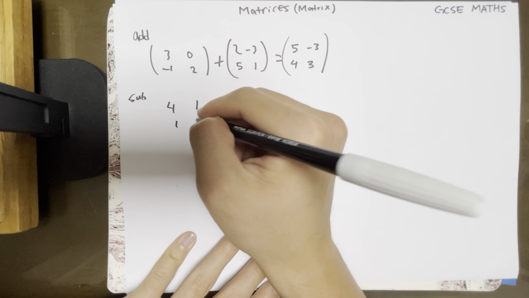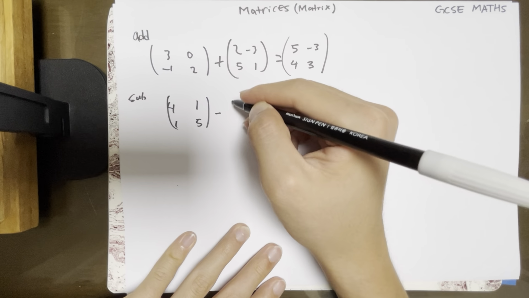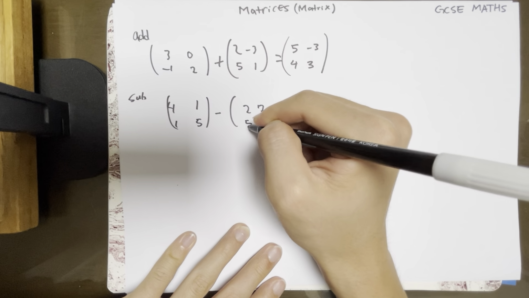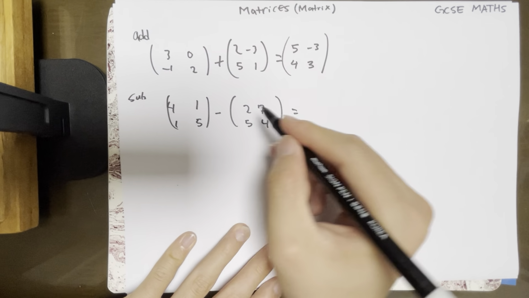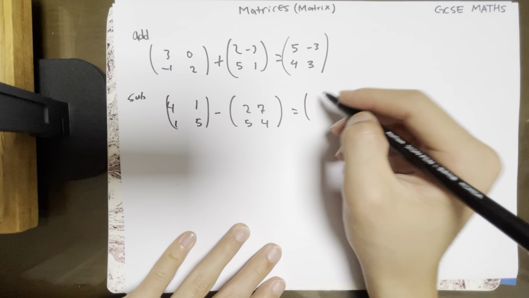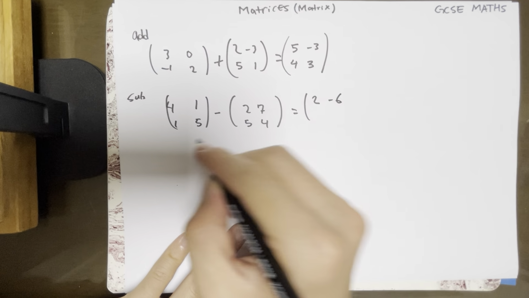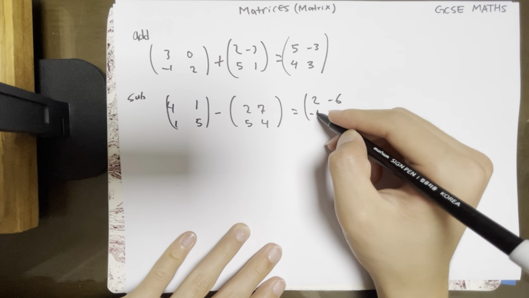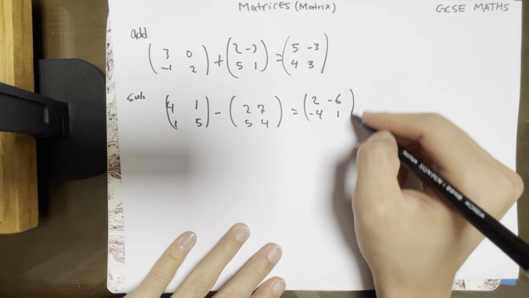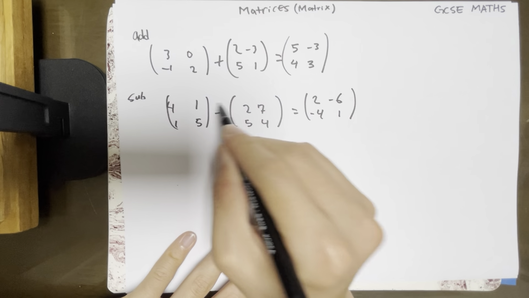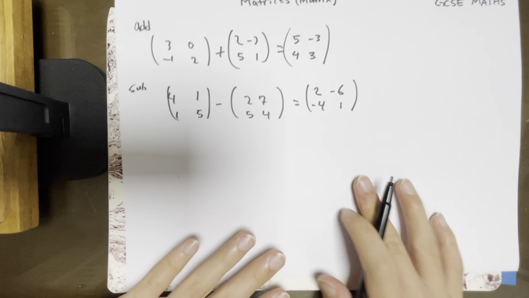Subtraction is basically the same thing. 4, 1, 1, 5, minus 2, 7, 5, 4. Alright, each of the corresponding numbers again. 4 minus 2 gives us 2. 1 minus 7 gives us minus 6. 1 minus 5 gives us minus 4. 5 minus 4 gives us 1. That's it. Just do the corresponding numbers. 1, 5, 5, 4. Alright?